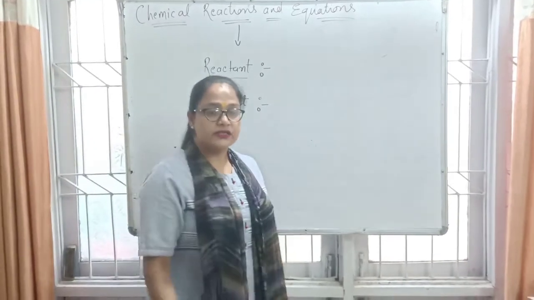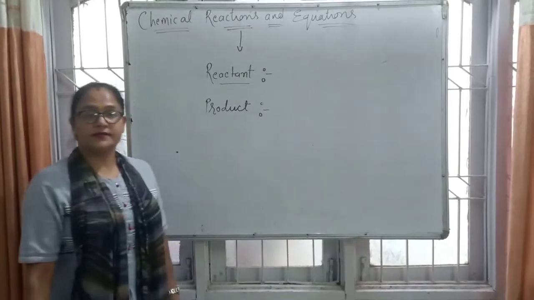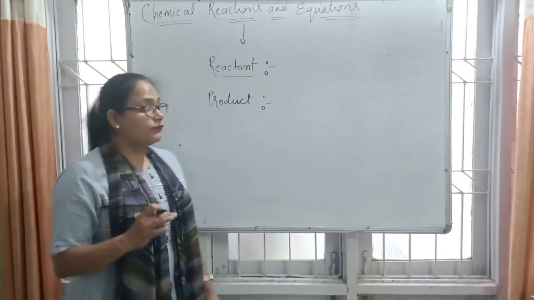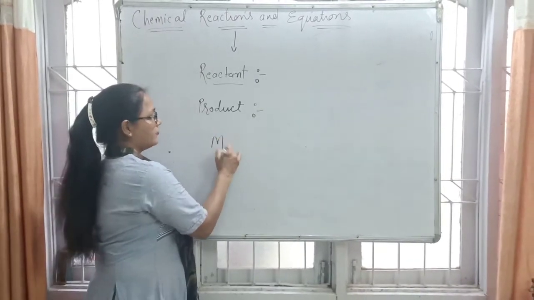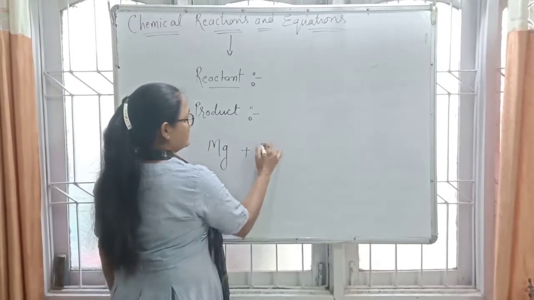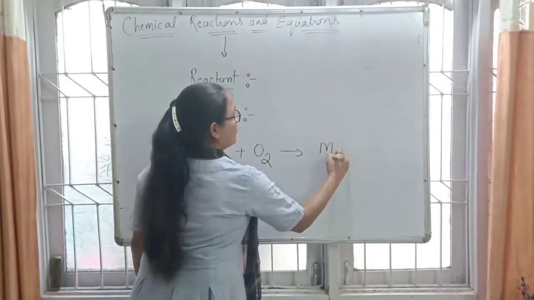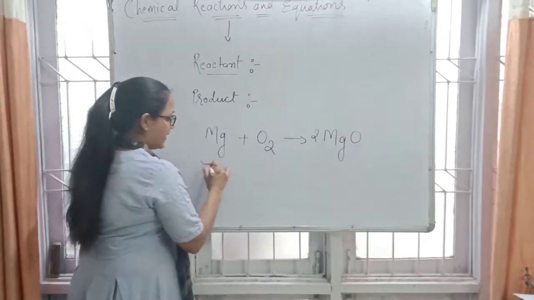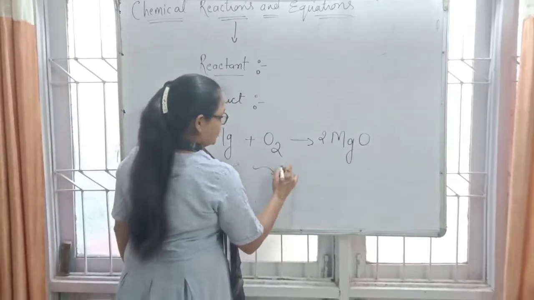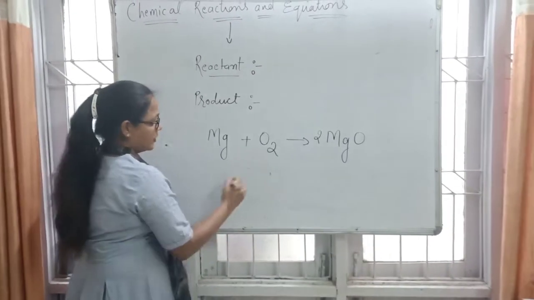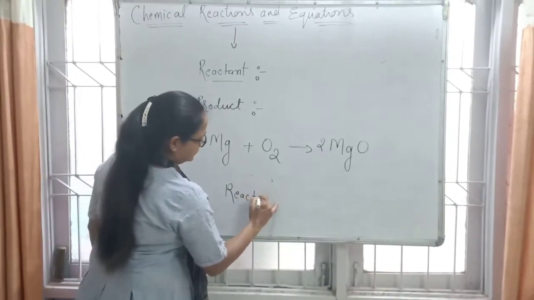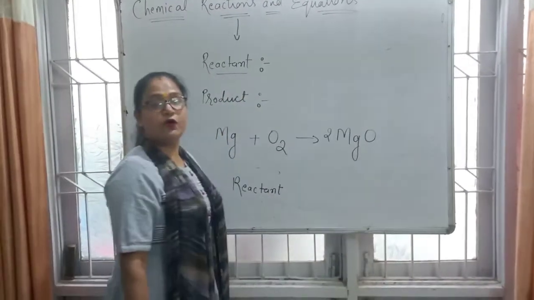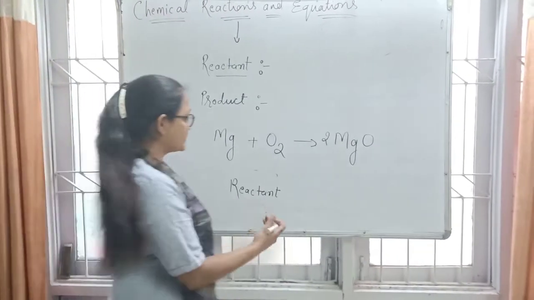As I told you, a chemical reaction is simply rearrangement of atoms. For example, when we burn magnesium ribbon in air, it forms magnesium oxide. So here magnesium and oxygen are both called reactants, and the magnesium oxide which is formed after the reaction is called the product.